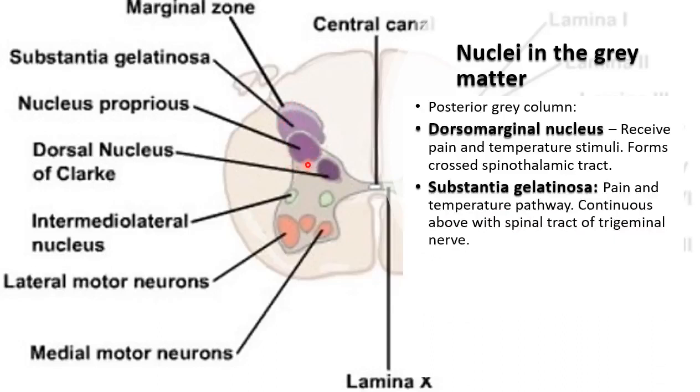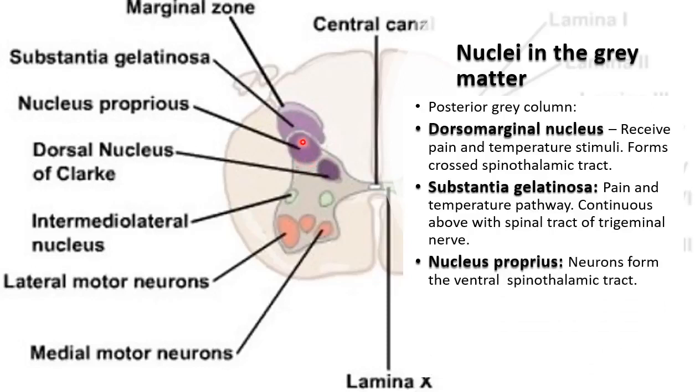This substantia gelatinosa is also continuous with the spinal nucleus of the trigeminal nerve. Then still deeper to it, you see the nucleus proprius. So they are concerned mainly with the ventral spinothalamic tract. Okay, the lateral one crosses to the opposite side. Again, in the spinothalamic tract you have the ventral and lateral. Lateral is for pain and temperature, whereas ventral is for crude touch and pressure sensation. So that will come and relay here.